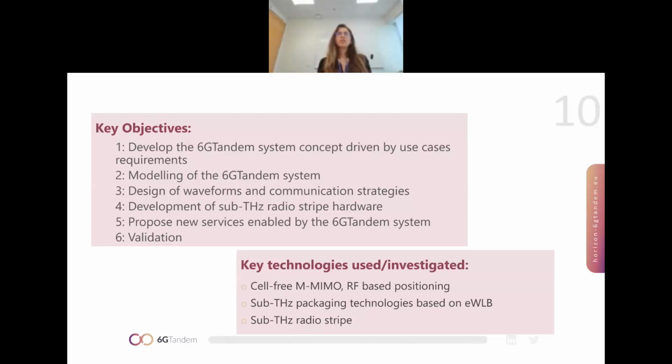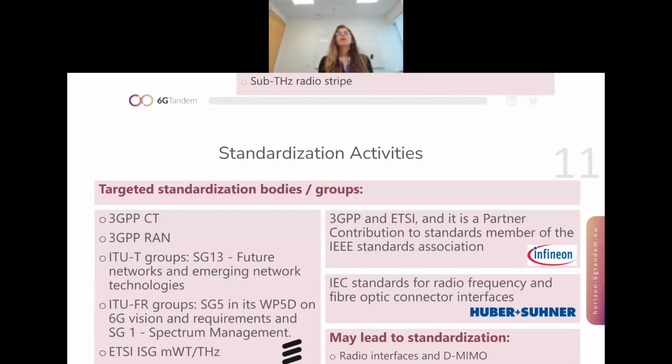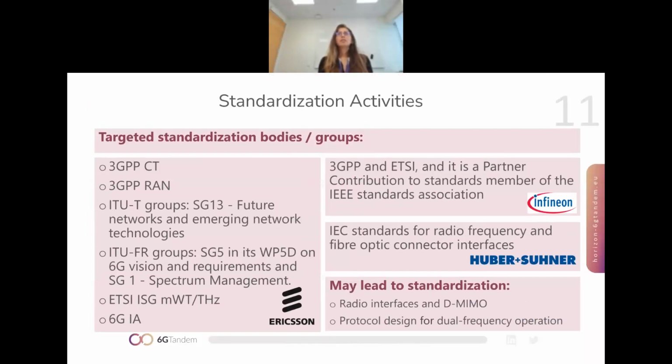So what are the key technologies? As I addressed previously, cell-free MIMO, RF-based positioning. We have sub-terahertz packaging technologies based on Infineon's eWLB and sub-terahertz radio stripe. And last but not least, we have the standardization activities. And so the industrial partners, Ericsson, Infineon, and Huber+Suhner, will try to address this through their channels, try to identify the standardization gaps and address them adequately.